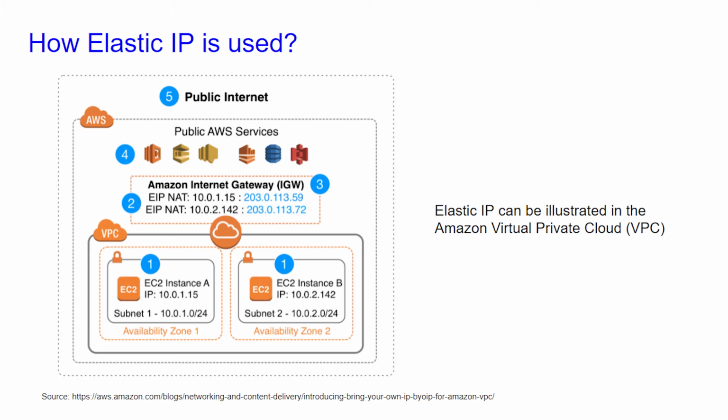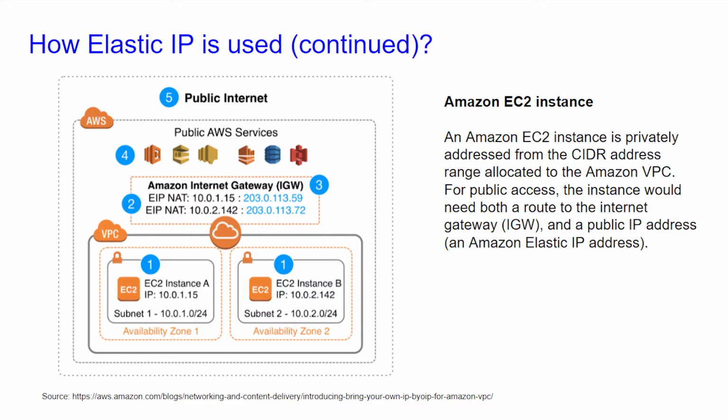Here on the left, we have an image of how the Elastic IP can be used in the Amazon Virtual Private Cloud or VPC. So as you can see, we have 5 stages. In the first stage, we have your EC2 instances, A and B. An Amazon EC2 instance is privately addressed from the CIDR address range allocated to the Amazon VPC. For public access, the instance would need both a route to the Internet Gateway (IGW) and a public IP address.